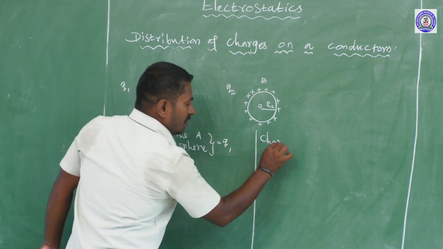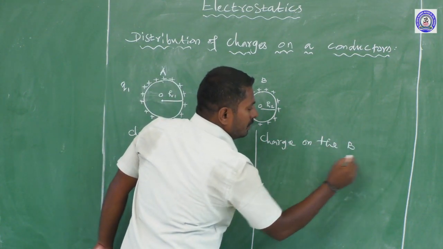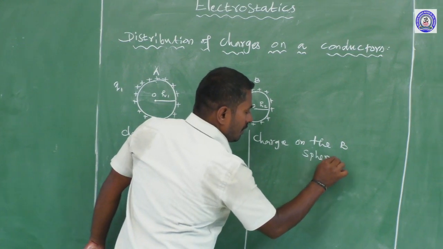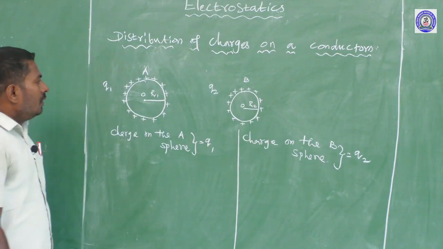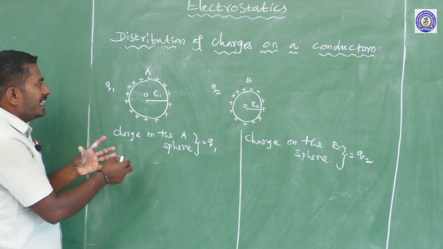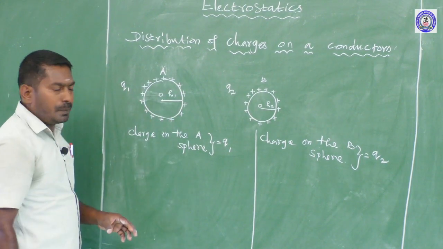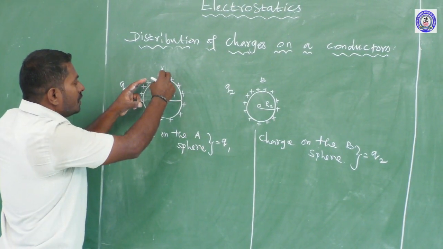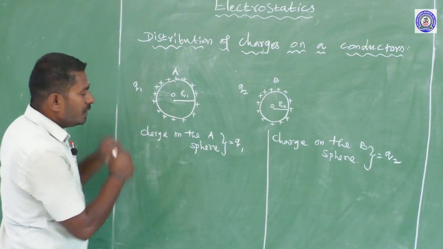So the charge on the B sphere is equal to Q2. Now come to the A metallic sphere. Potential at the surface of the A metallic sphere: due to charges uniformly distributed on its surface, the metallic sphere acquires a potential.